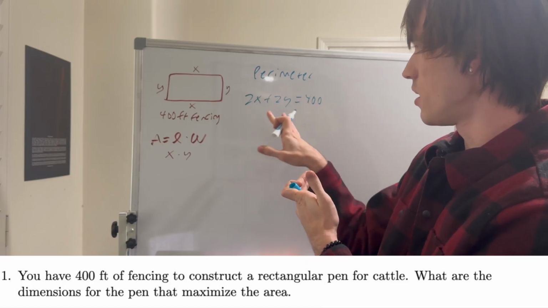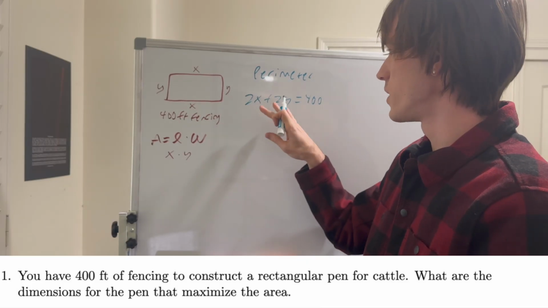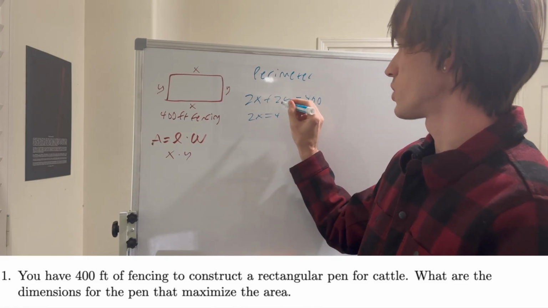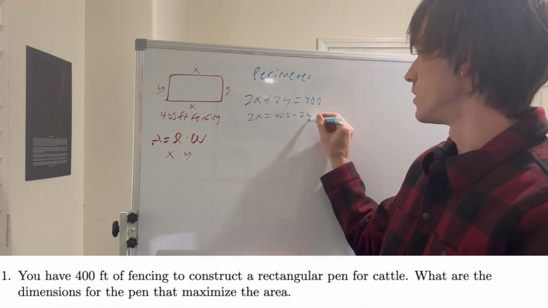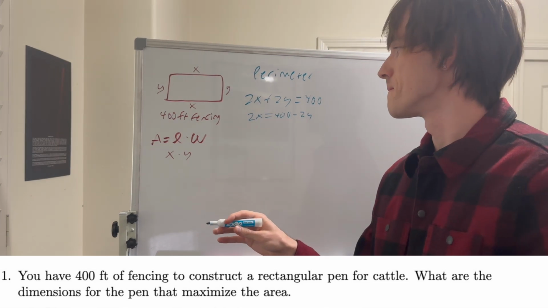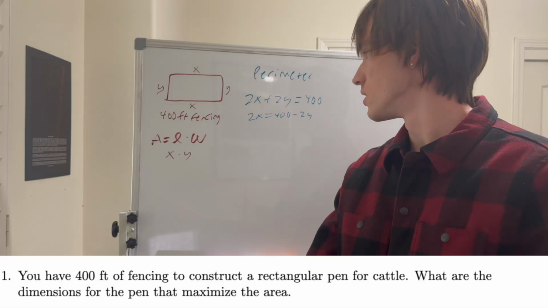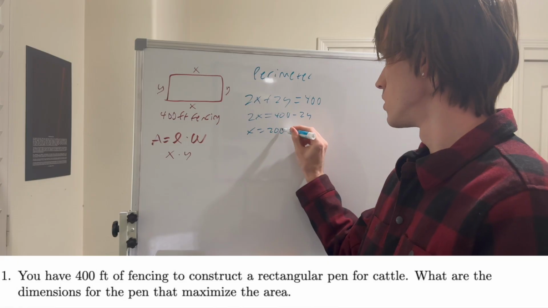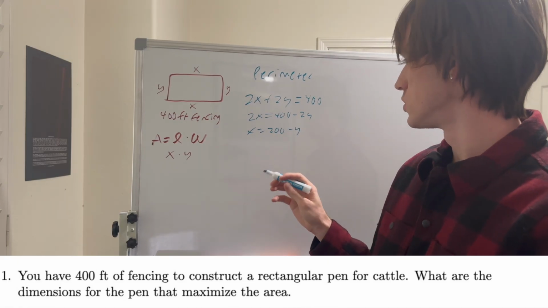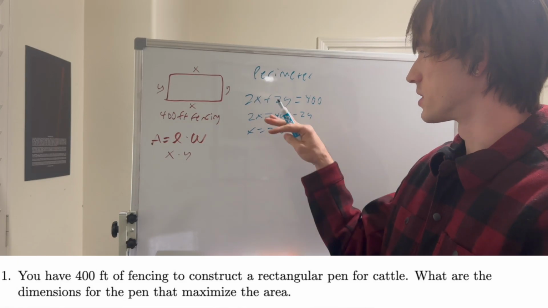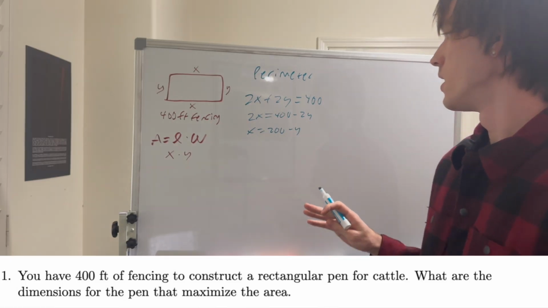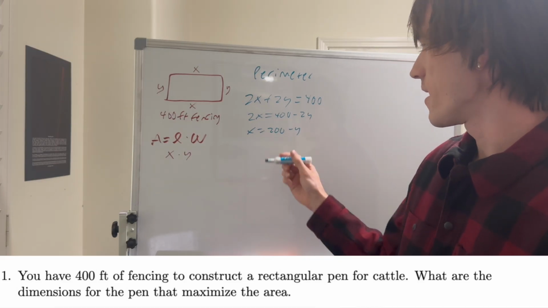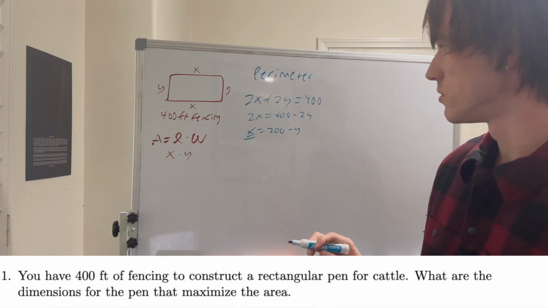We could actually solve for a variable in this case, an x or a y. I'm going to solve for x. If we subtract 2y from both sides, we get 2x equals 400 minus 2y. Then we isolate the x by dividing by 2, so x equals 200 minus y, because 400 divided by 2 is 200, and negative 2y divided by 2 is just negative y. So we have an x right here. What can we do with this x?